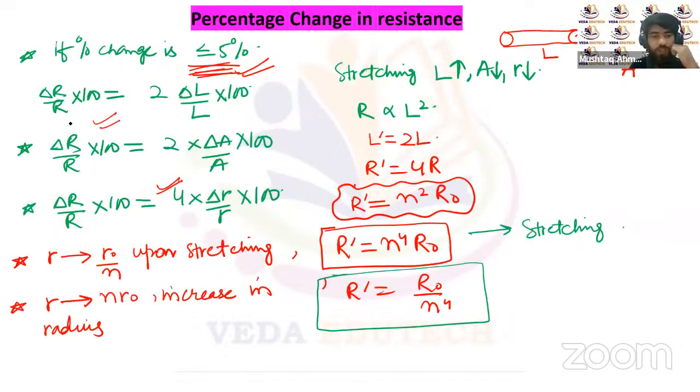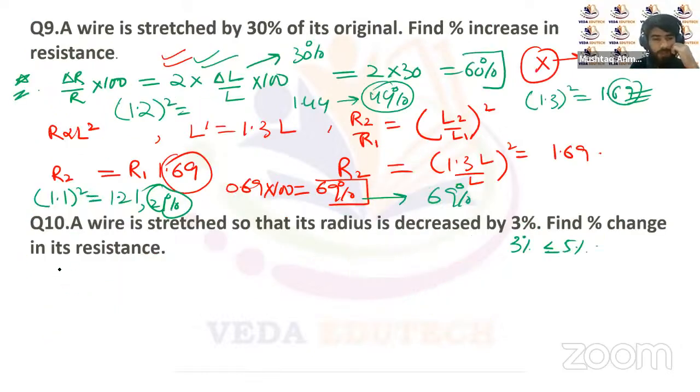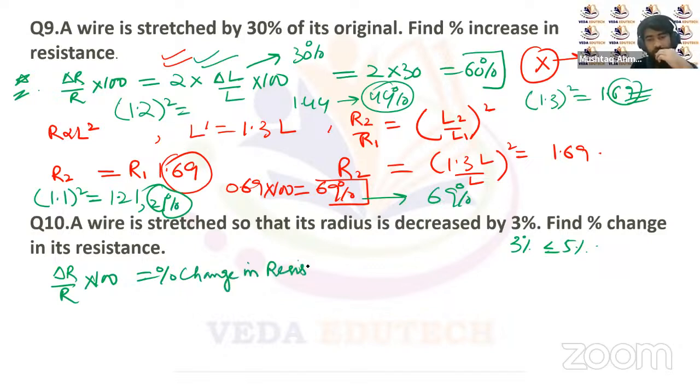We know that with respect to radius, this is the equation we have to use. It means that delta R upon R multiplied by 100 will be the percentage change in resistance, right?